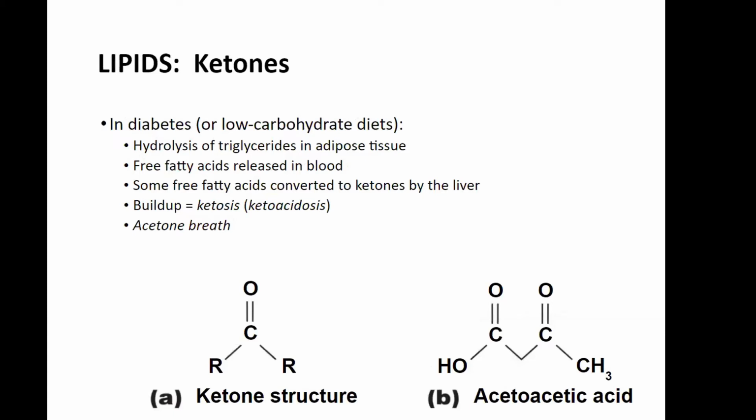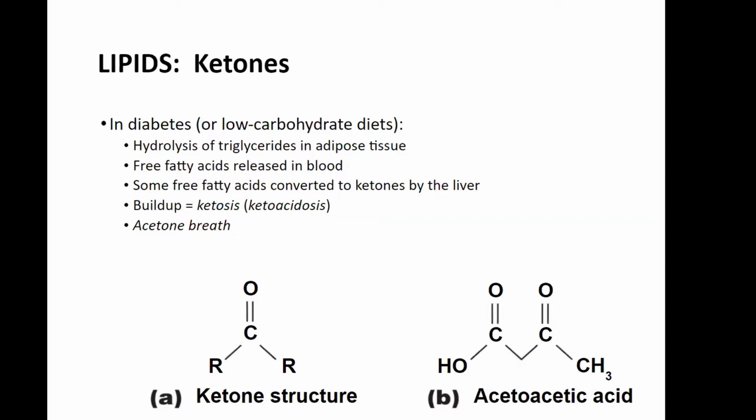So our next group of lipids are ketones. So ketones are actually what we get when we start to break down those fatty acids. So they're important to think about when we're thinking about diseases like diabetes or just general low carbohydrate diets where we're breaking down lipids for energy. So ketones are produced by the hydrolysis of triglycerides in adipose tissue. So remember, hydrolysis, hydro is water, lysis is breaking apart. So when we break apart triglycerides by adding water, we're going to start getting ketones.